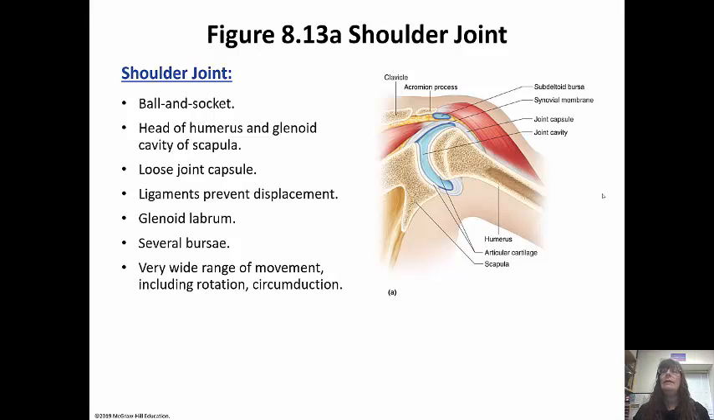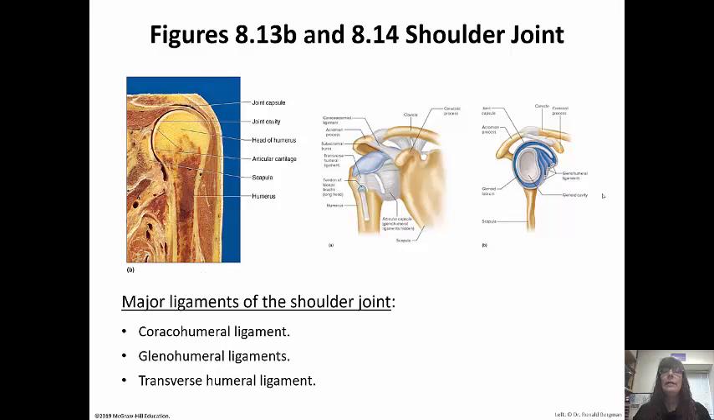There are several bursae that are going to help cushion and reduce friction, and there's a very wide range of movement, including rotation and circumduction, that we can do with our shoulders. The major ligaments, you have the coracohumeral ligament, the glenohumeral ligaments, and the transverse humeral ligaments.